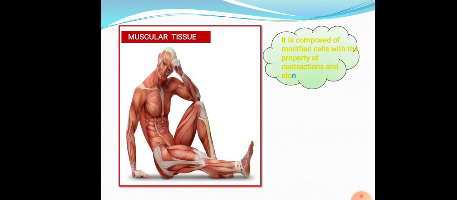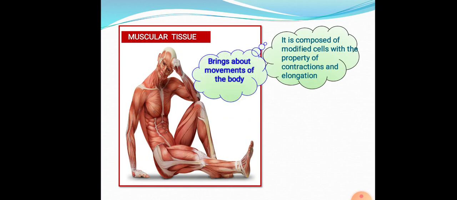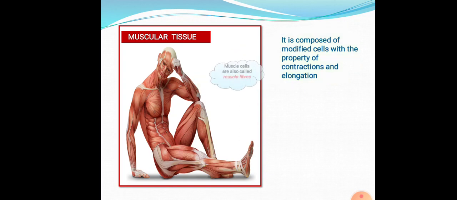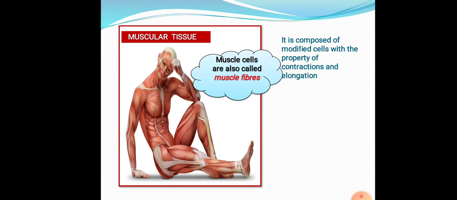Muscular tissue is composed of modified cells with the property of contraction and elongation. The cells of the muscular tissue have a special property which can undergo contraction and elongation to bring about the movements of the body. Muscle cells of the muscular tissue are also called muscle fibers.